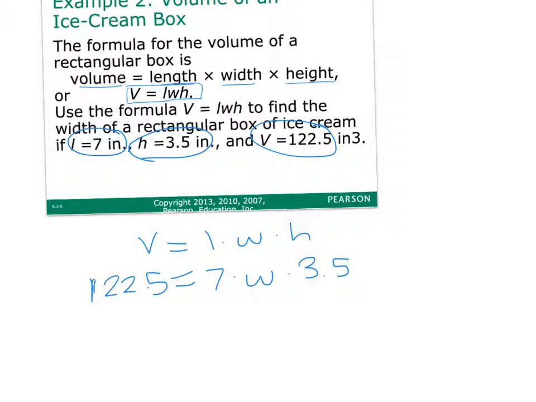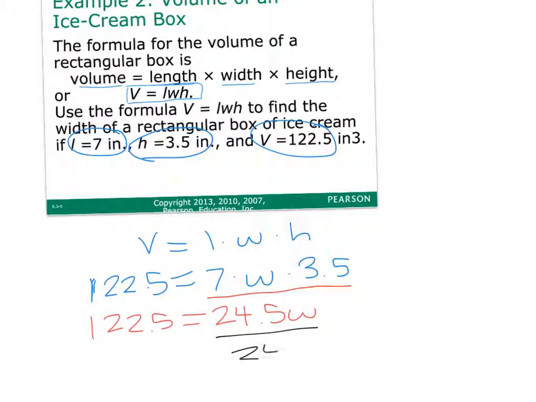Okay, so the first thing I would do, I would simplify my right-hand side because you can multiply 7 and 3.5. So if you multiply 7 and 3.5, you're going to get 24.5 times your W. And now you can use what we did in the last section of homework where we have W being multiplied by 24.5. So to undo that, you would divide by 24.5 to both sides.